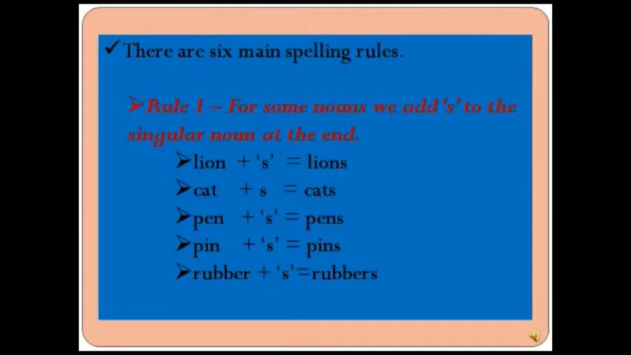Rule 1. For some nouns, we add s to the singular noun at the end. So lion becomes lions when we add s to the singular noun lion. Cat, add s, becomes cats. Pen, add s, becomes, you tell me, pens. Correct. Pin plus s becomes, you tell me, pins. Very correct. Rubber plus s becomes rubbers.